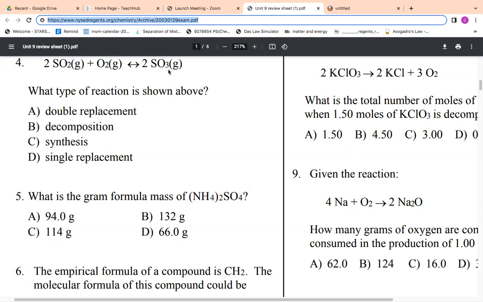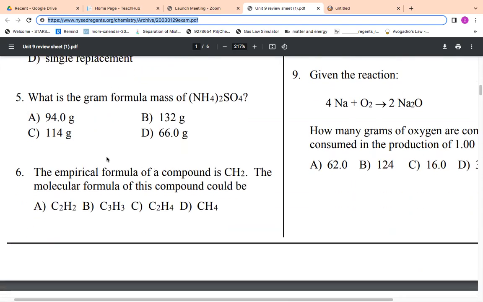All right. Next, the empirical formula of a compound is CH2. The molecular formula of this compound could be what? So in this one, we have to kind of work backwards. Normally you're given a molecular formula, and then you're asked to reduce it to its empirical formula. So if you have an example like this, you look at the ratio that you are given. So this ratio is 1 to 2.